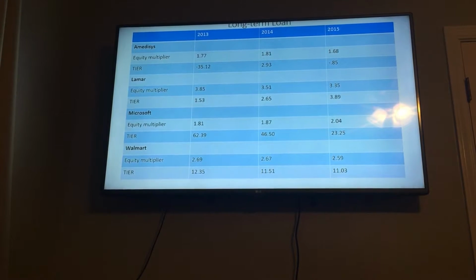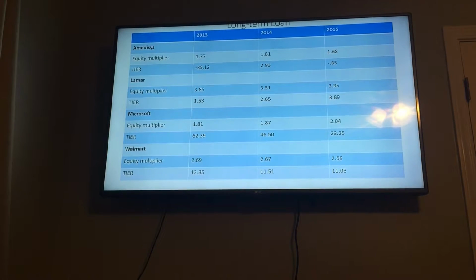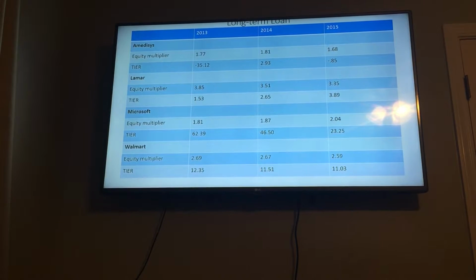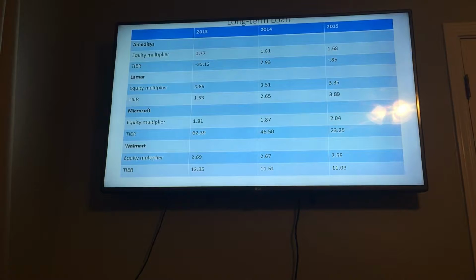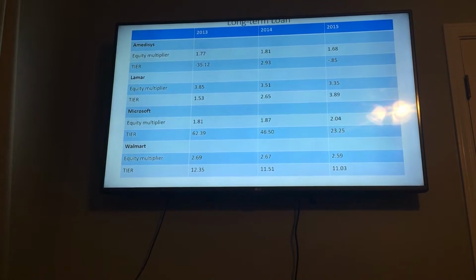For Amedisys, the equity multiplier isn't too bad, but as you get to the times interest earned, you'll notice that in 2013 it is negative 35.12, and then in 2014 it rises up to 2.93, and then in 2015 it goes down to a negative 1.85. So in 2013 and 2015, it shows that the company probably just wasn't making enough money to cover its expenses.